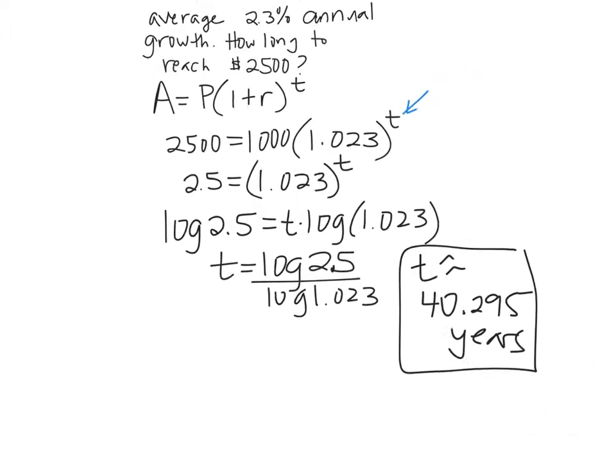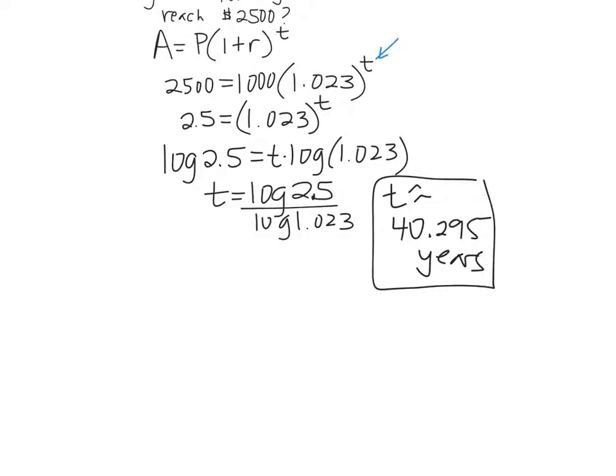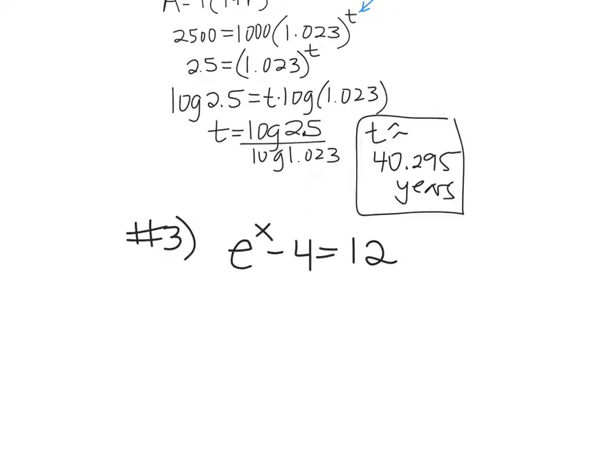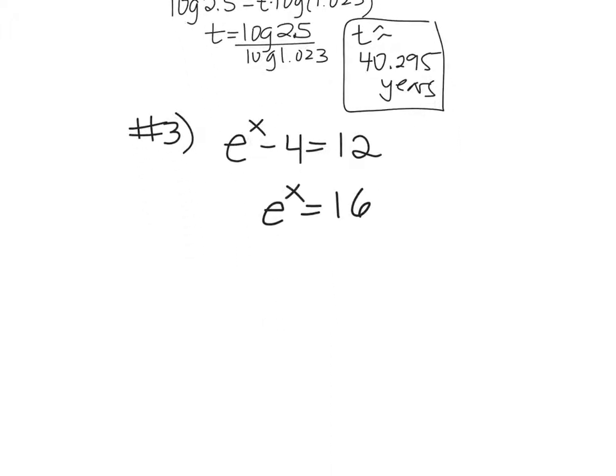Okay, let me show you one where you would use natural log. Number 3: e to the x minus 4 equals 12. Some of you recognize that. So first step, add the 4 to the other side, so isolate e to the x. Now you can take the regular log base 10 of both sides if you want to, but it's nice to take the natural log of both sides. So we take the natural log of e to the x equals the natural log of 16.